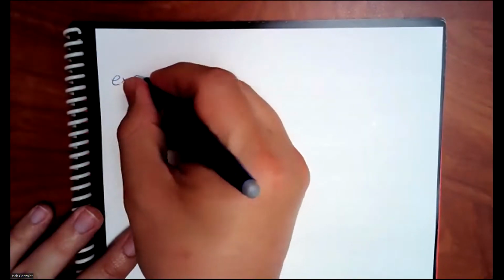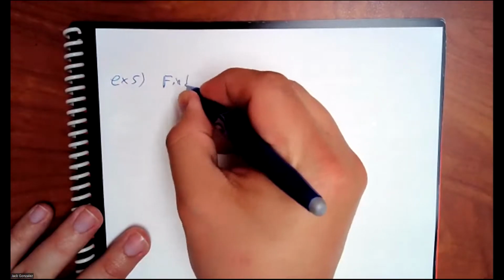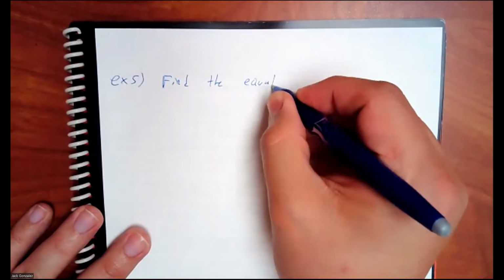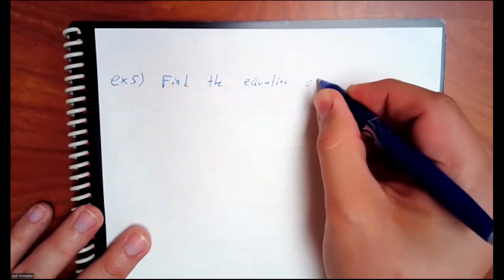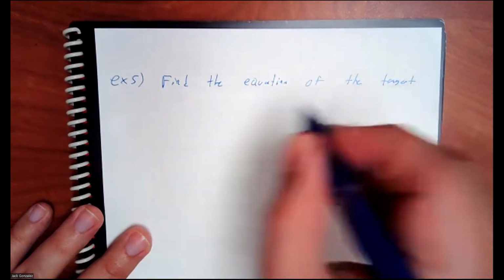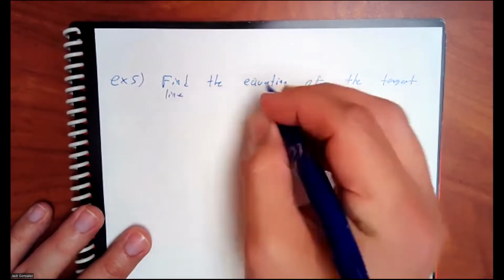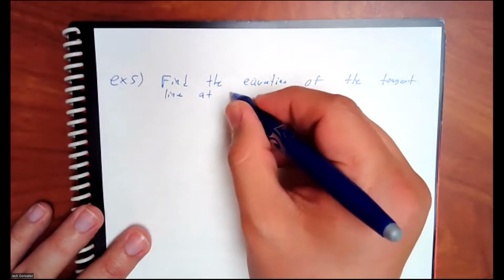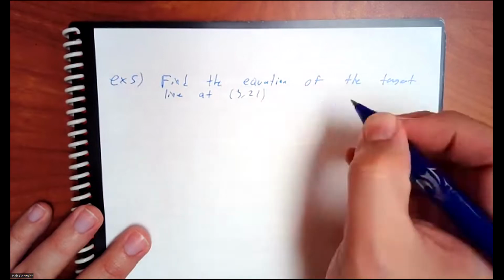I'm going to change the example, whatever we are, example 5. Create a new question. This time, instead of finding the slope, find the equation of the tangent line. We have, what was it, 3, 2, 1, right? Question 1.